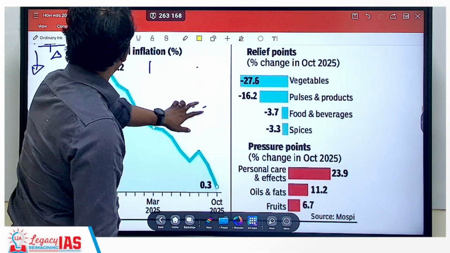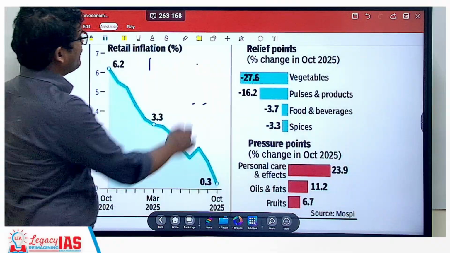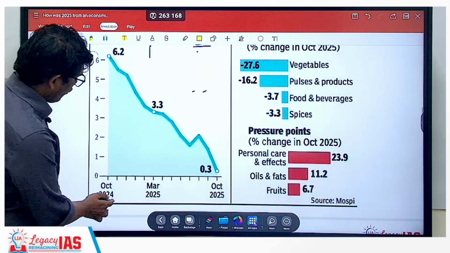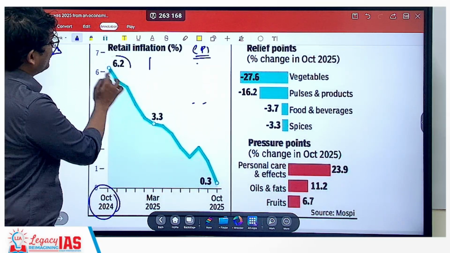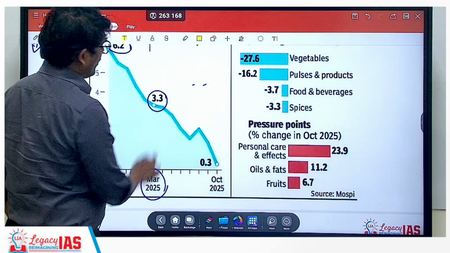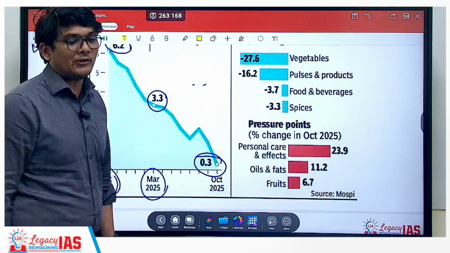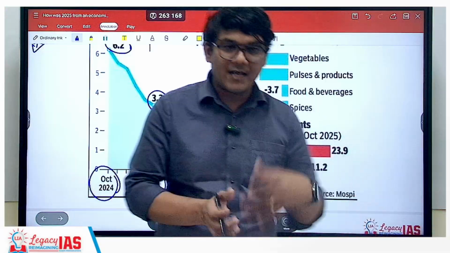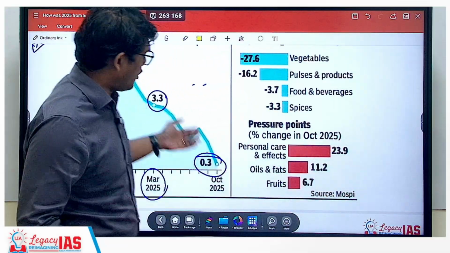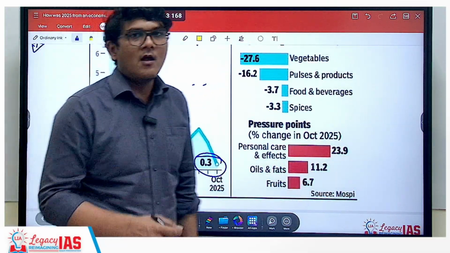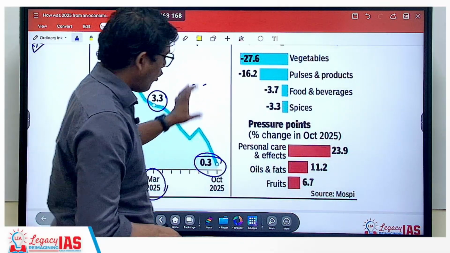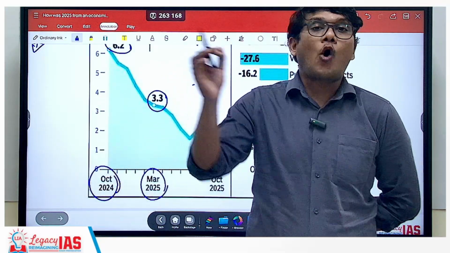So if you have a look at it, now this is our retail inflation. Retail inflation is basically the consumer price index, CPI. So if you look at October 2024, where is inflation? It's at 6.2. But look at around mid-2025, it has come down to 3.3. Now it is less than 1%. So now we need to ensure that a slight amount of inflation remains, because growth is usually accompanied by inflation. We do not want to go into a negative inflation situation. But one thing is clear, inflation has now been brought under control. As you can see, it is now at an all-time low.